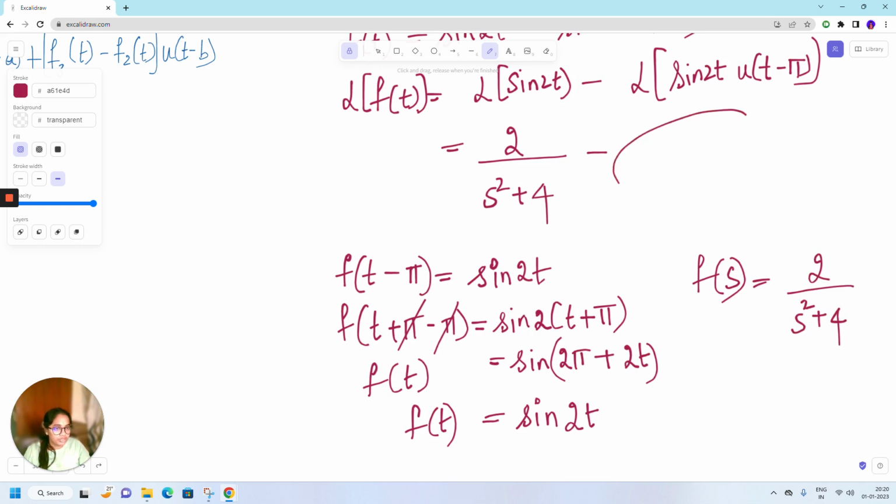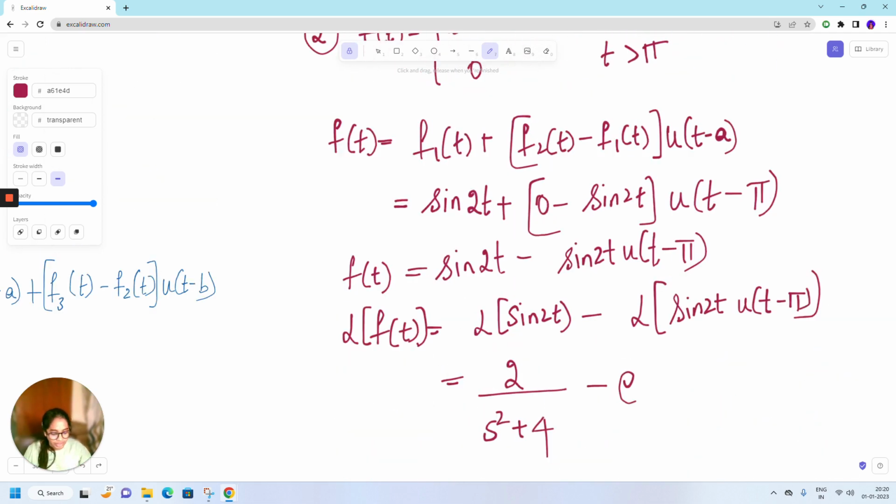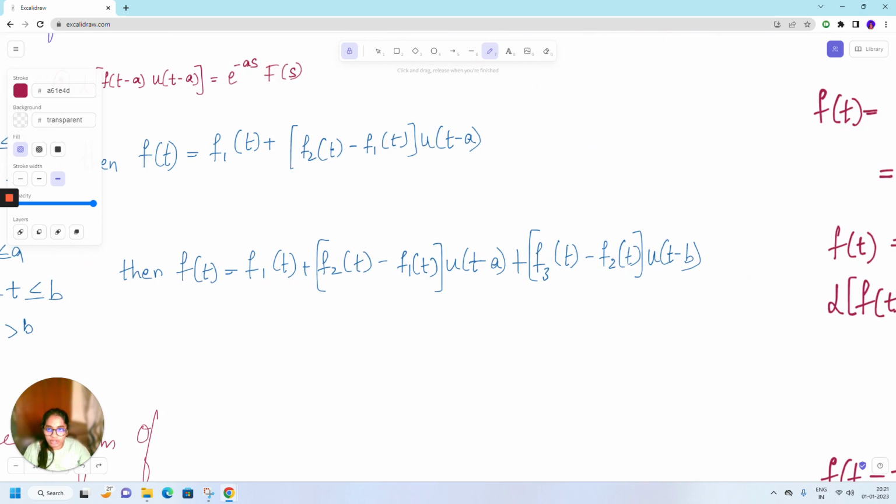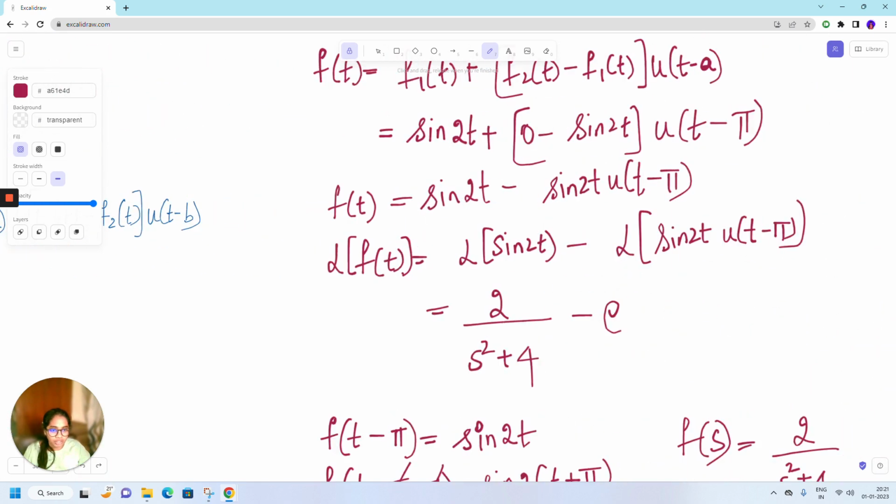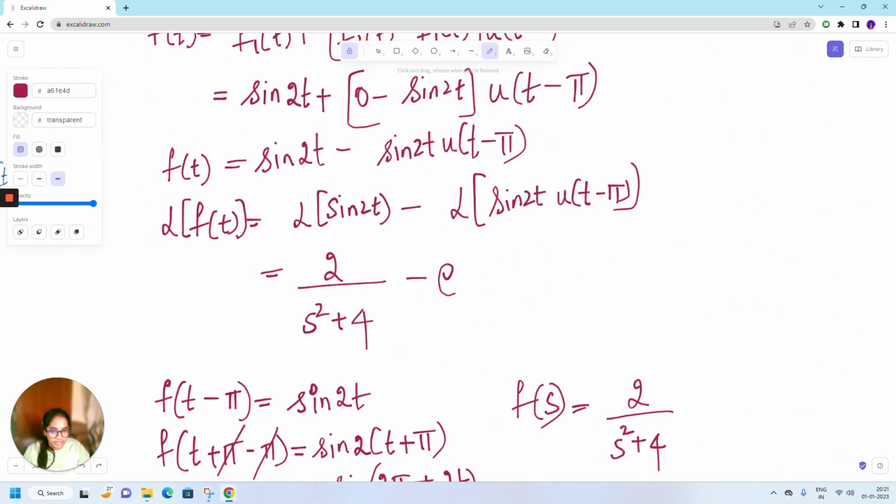Okay, what should I substitute here? What is the formula? The formula was e to the power minus a s into capital F of s. What is that? E to the power minus pi s, right? E to the power minus pi s, whole thing into 2 divided by s square plus 4. Okay, this is our Laplace of the given function.